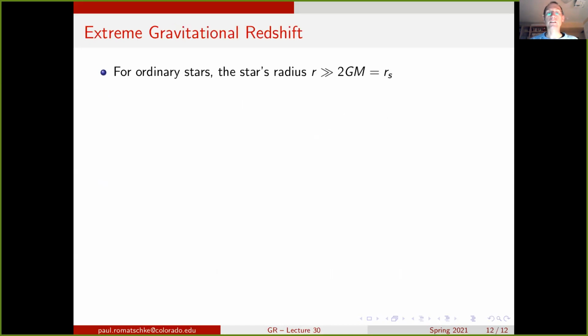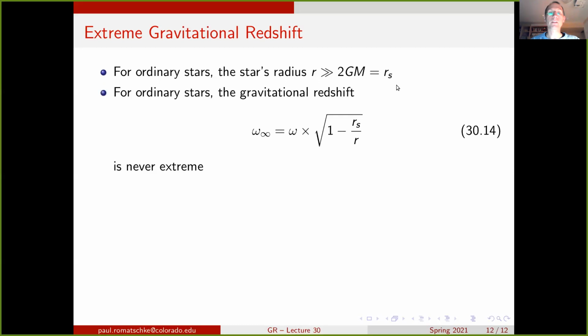Okay, so we find that we have this redshift result, and if we now consider ordinary stars, a photon leaving, for instance, the surface of our sun, it will be emitted at the sun's surface or corona, so basically at a radius that typically is much, much bigger than 2GM, which is the Schwarzschild radius of the sun. So for ordinary stars, the redshift formula in GR is such that the ratio of the Schwarzschild radius and the radius is always very small. So the redshift factor is typically never extreme.